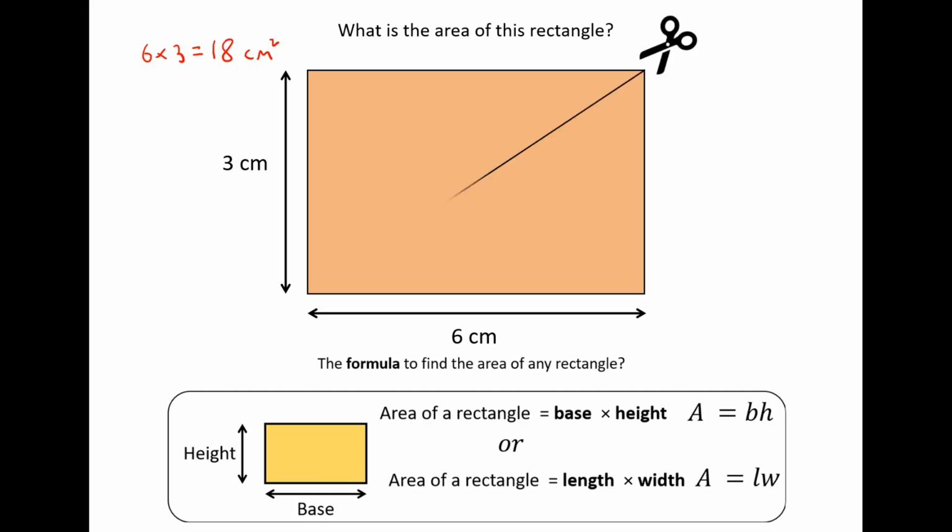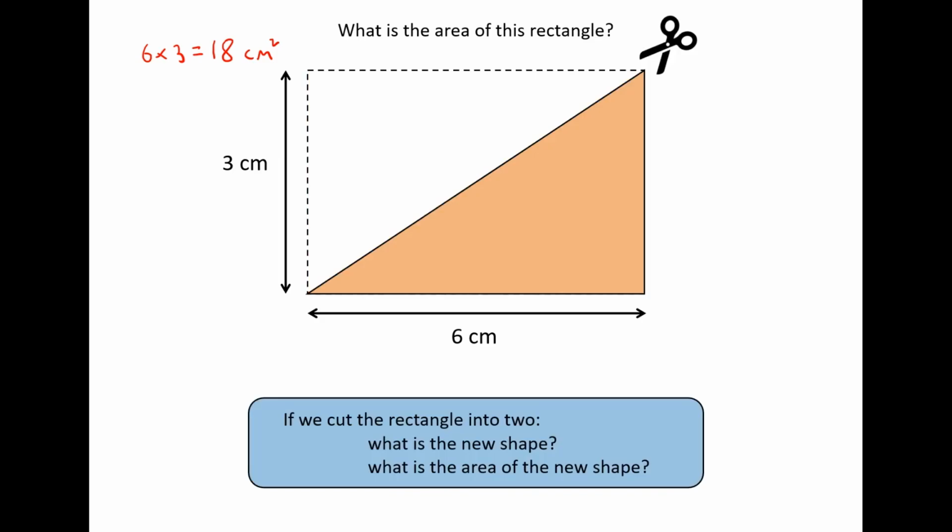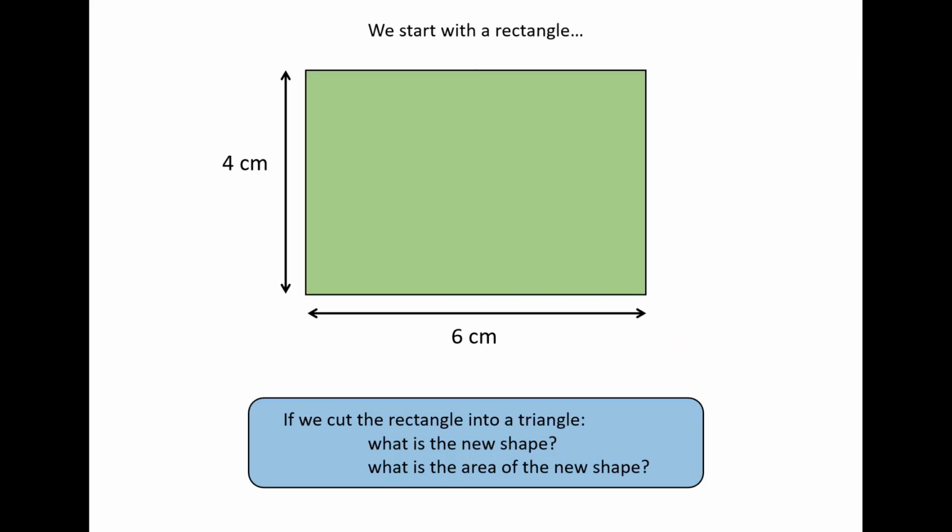Now what happens if I also cut this in half? It looks like the new shape is now also a triangle, and my new area should just be half of 18. So my new area should be just 9 centimeters squared. Do we notice the pattern here? It seems like for a square and a rectangle, if I cut it in half to form a triangle, my area is just halved.